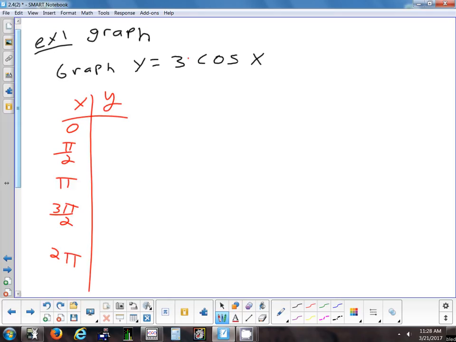Good. Okay. And now I'm going to write my original y values, but I'm not going to put them in the table. I'm going to write them off to the side, and then I'm going to fix them using that 3 somehow. Kristen, do you remember what my original y values are for cosine? 1, 0, -1, 0, 1. Yep.